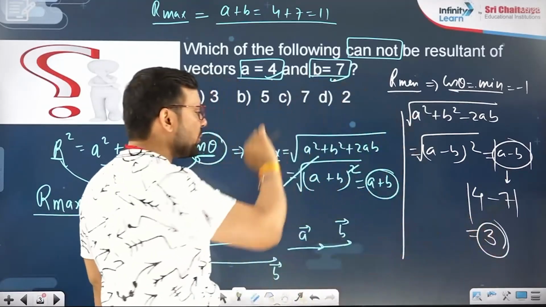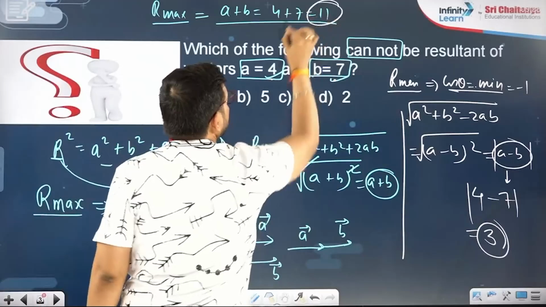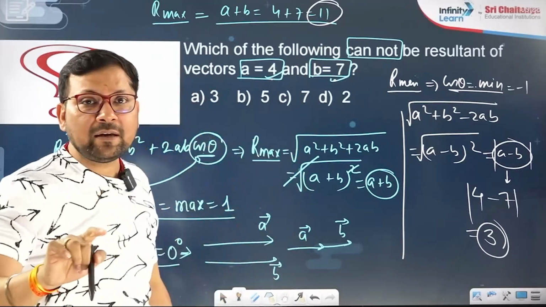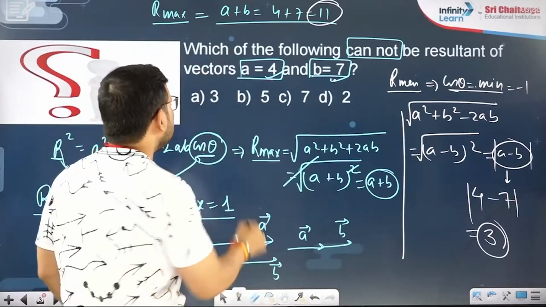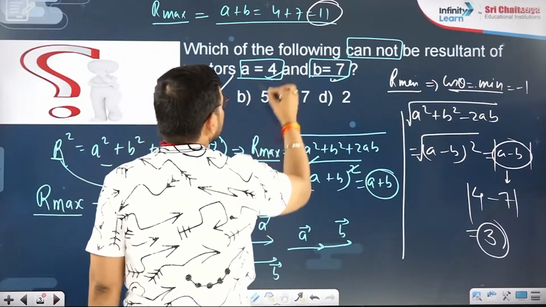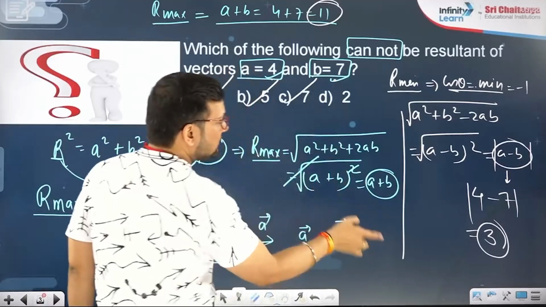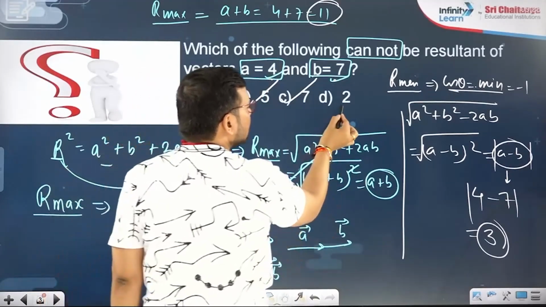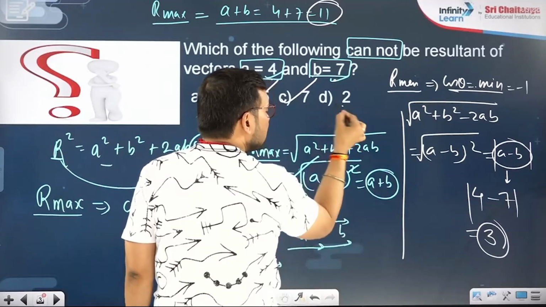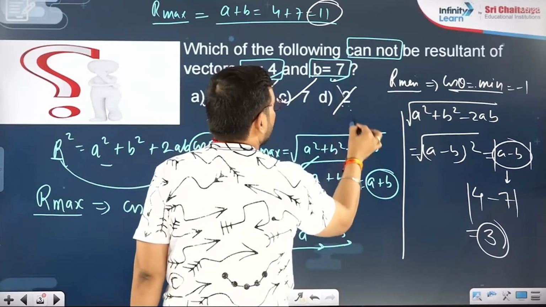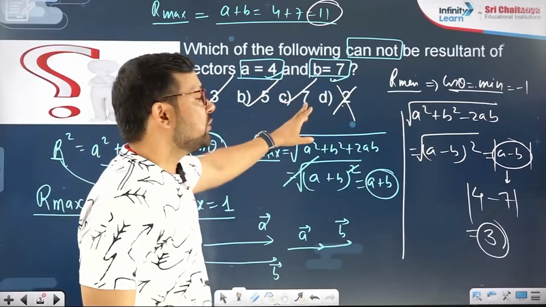Less than 3 is not possible. And this question has a maximum value of 11. So 3 to 11 is okay. Less than 3 is not okay. More than 11 is not okay. That way, 3 is okay. 5 is between 3 and 11, it can be. 7 is between 3 and 11, it can be. But 2 is not between 3 and 11. Minimum is 3, and 2 is even lesser than that. So that is not possible. So the answer to this question is option D.